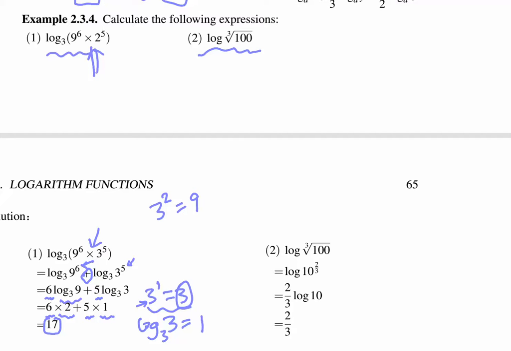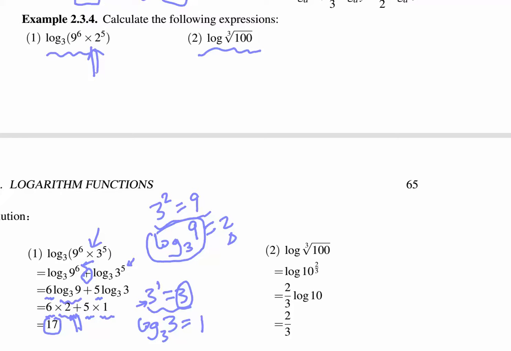3 squared is 3 times 3. Rewrite this one in logarithm form. You have a log. 3 is the base. So you always write 3 here. And then 9. Log base 3 to the 9 is 2. That's how we got this one is 2, right here. So 2 times 6, 12, plus 5 is 17.